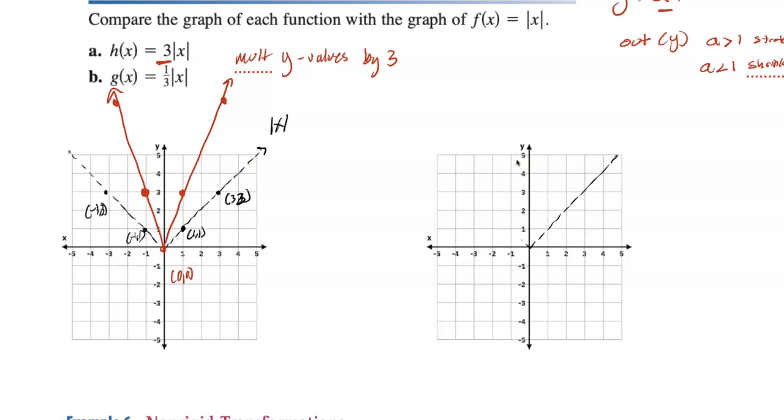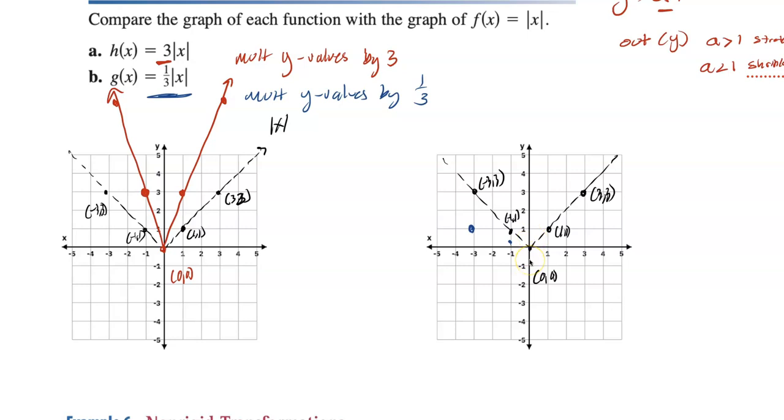I'm going to do the same thing real quickly. I will use the same points: 0, 0, 1, 1, 3, 3, negative 1, 1, and negative 3, 3. Same idea, it's on the outside, so we're going to multiply our y values by 1/3. So let's start here. 3 times 1/3 is 1, so it's going to move down here. 1 times 1/3 is 1/3, so it's going to be right here.